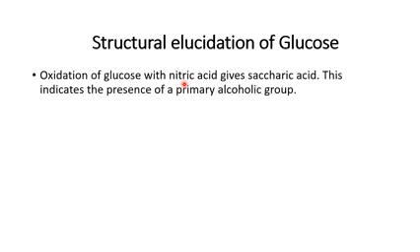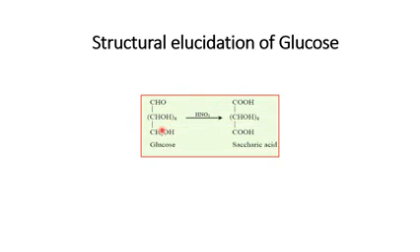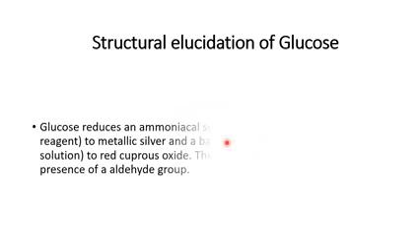Next we are going to oxidize glucose in the presence of a strong oxidizing agent like nitric acid. Oxidation of glucose with a strong oxidizing agent like nitric acid gives saccharic acid. This indicates that there is a primary alcohol group present. Primary alcohol groups with a stronger oxidizing agent give a carboxylic acid. So the CHO is of course oxidized to COOH, and the CH2OH, a primary alcohol group, where the carbon is attached to only one carbon, is oxidized too, giving saccharic acid.